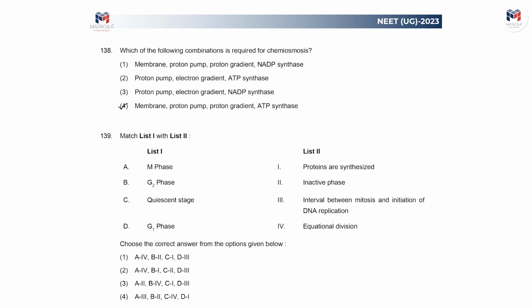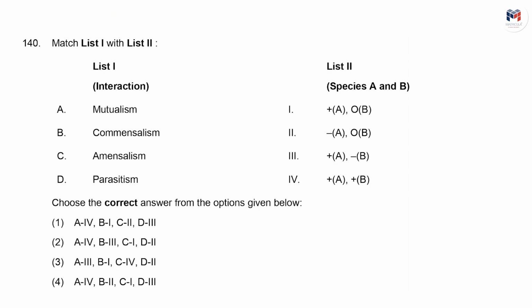Question number 139. Match list 1 with list 2. Choose the correct answer from the options given below. The answer is option number 2. A is matched with 4, B is matched with 1, C is matched with 2 and D is matched with 3. Question number 140. Match list 1 with list 2, where list 1 is interaction and list 2 are species A and B. Choose the correct answer from the options given below. The answer is option number 1. A is matched with 4, B is matched with 1, C is matched with 2 and D is matched with 3.